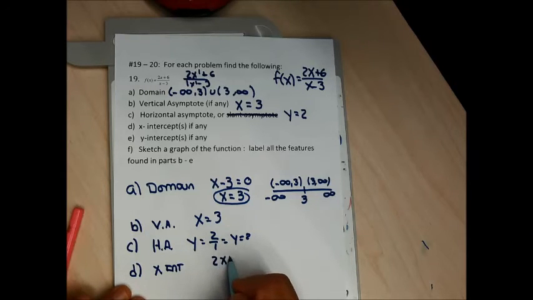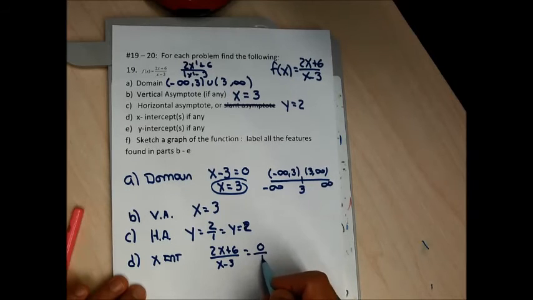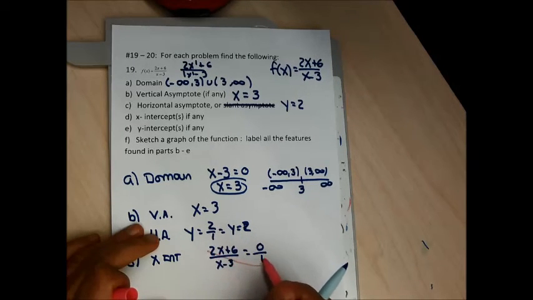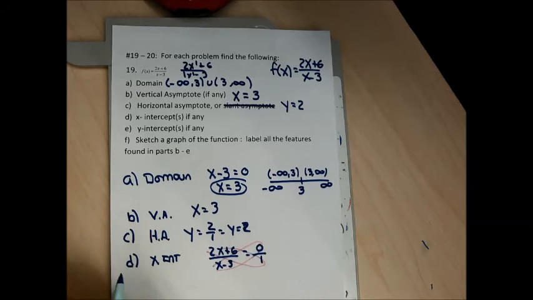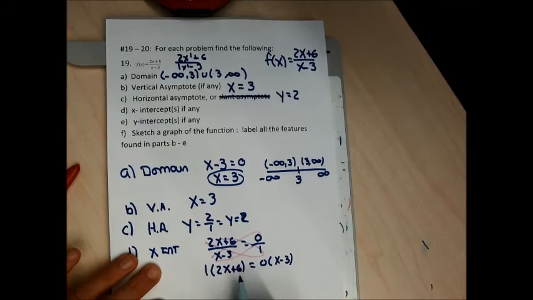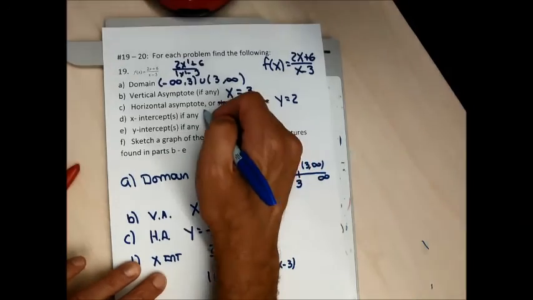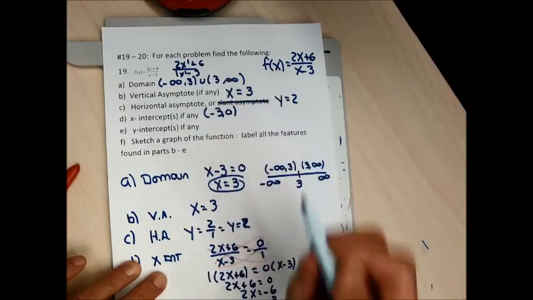For the x-intercepts, I'm just going to set the whole function equal to 0. So I'm going to go (2x plus 6) over (x minus 3) equals 0. I'll get ready to cross multiply by writing it as 0 over 1. I'm going to cross multiply up and down. When I cross multiply up, I get 1 times 2x plus 6. When I cross multiply down, I get 0 times x minus 3. This is going to give me 2x plus 6 equals 0. I'll subtract 6 from both sides and get 2x equal to minus 6. I'll divide both sides by 2 and get x equal to minus 3. So my x-intercept is going to be the point (-3, 0).